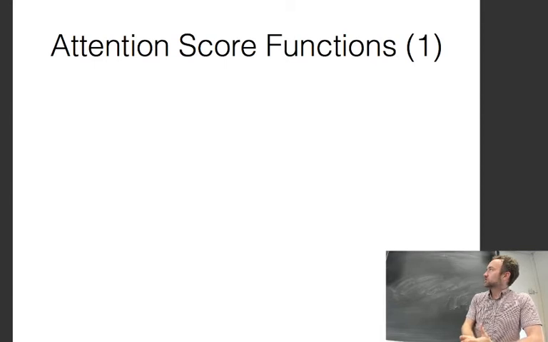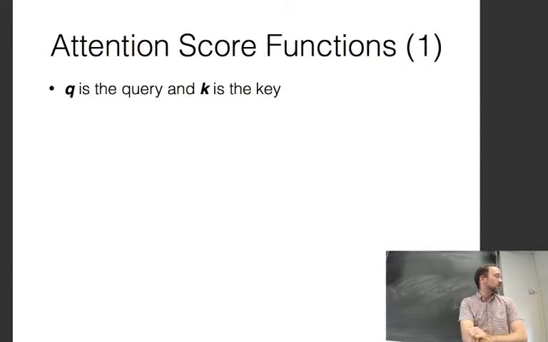And there was also a part in the reading materials on attention score functions. I'm going to overview them here because I'm also going to introduce a new one that was proposed recently that wasn't included in the materials, but seems to make a lot of sense to me. So here, Q is the query and K is the key.